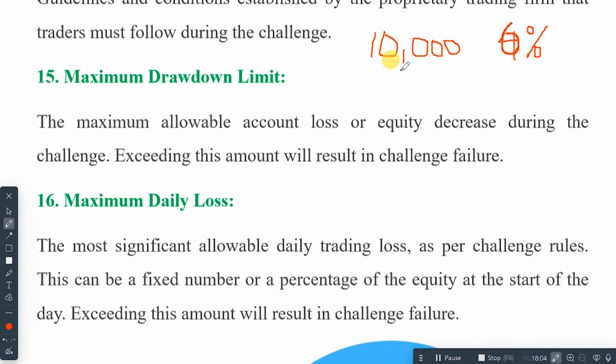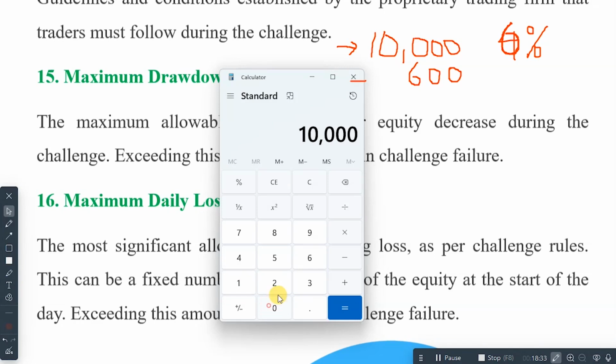So what it means is this. This is your account given to you. You should never lose $600. And what does that mean? $10,000 minus 600. So it means that you should never bring this account down to $9,400 at any point in time. If this account given to you comes below this amount, you have failed the challenge. That is the meaning of the maximum drawdown.